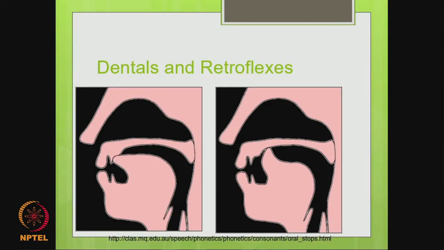This is how they're produced. On the left, you see your dental. The tongue comes up to the teeth and creates a seal there so that air can't get out for a brief period of time, and then the tongue comes away and air comes back out again. Something very similar happens in what's called a retroflex stop. Here the tongue is curling up and creating a seal there, and then again the tongue will come away and air that has built up will come through that small opening. So you have duh on the left and duh on the right.